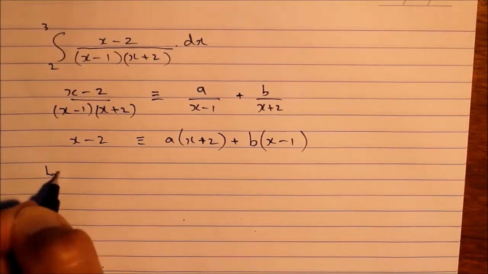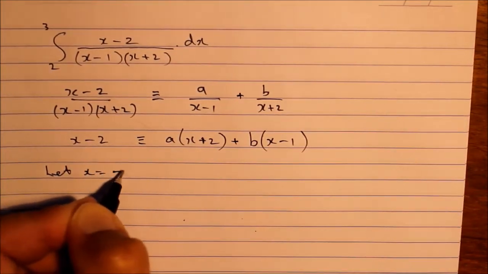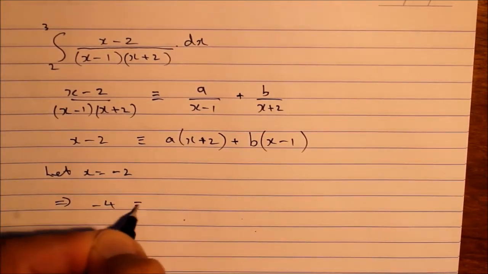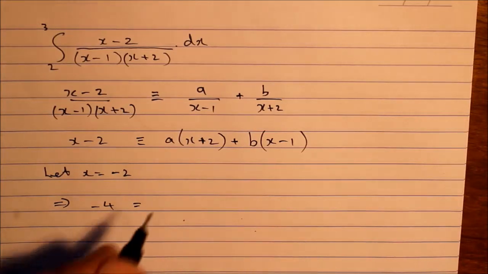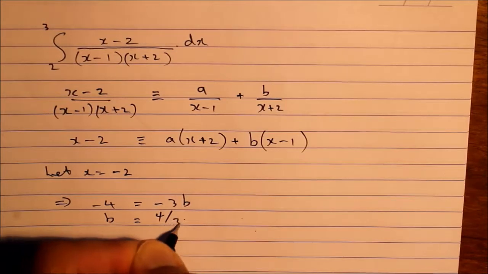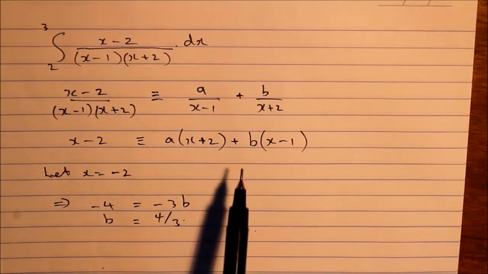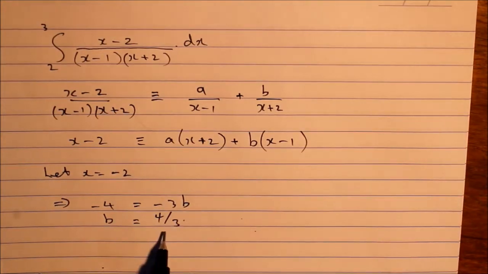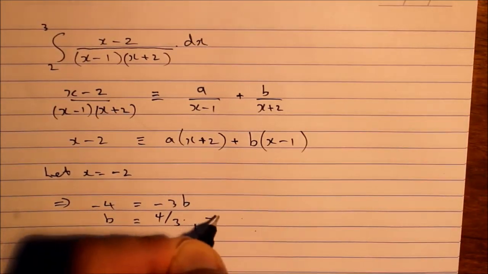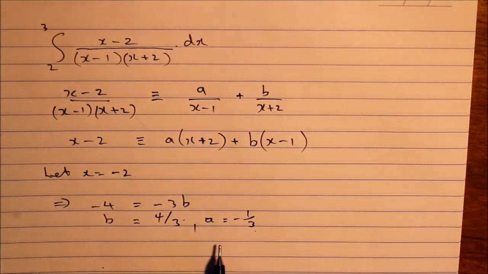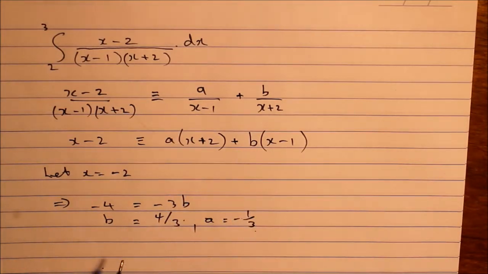So let's let x equal minus 2, and that implies that minus 4 is equal to, first term's gone, minus 3b, which means that b equals 4/3. Now I'll just use my other method and say that a plus b must be 1. So if that's 4/3, a has to be minus 1/3, just to cut through a bit of work. Otherwise I've got to sub in 1 up here, and you get the same answer.